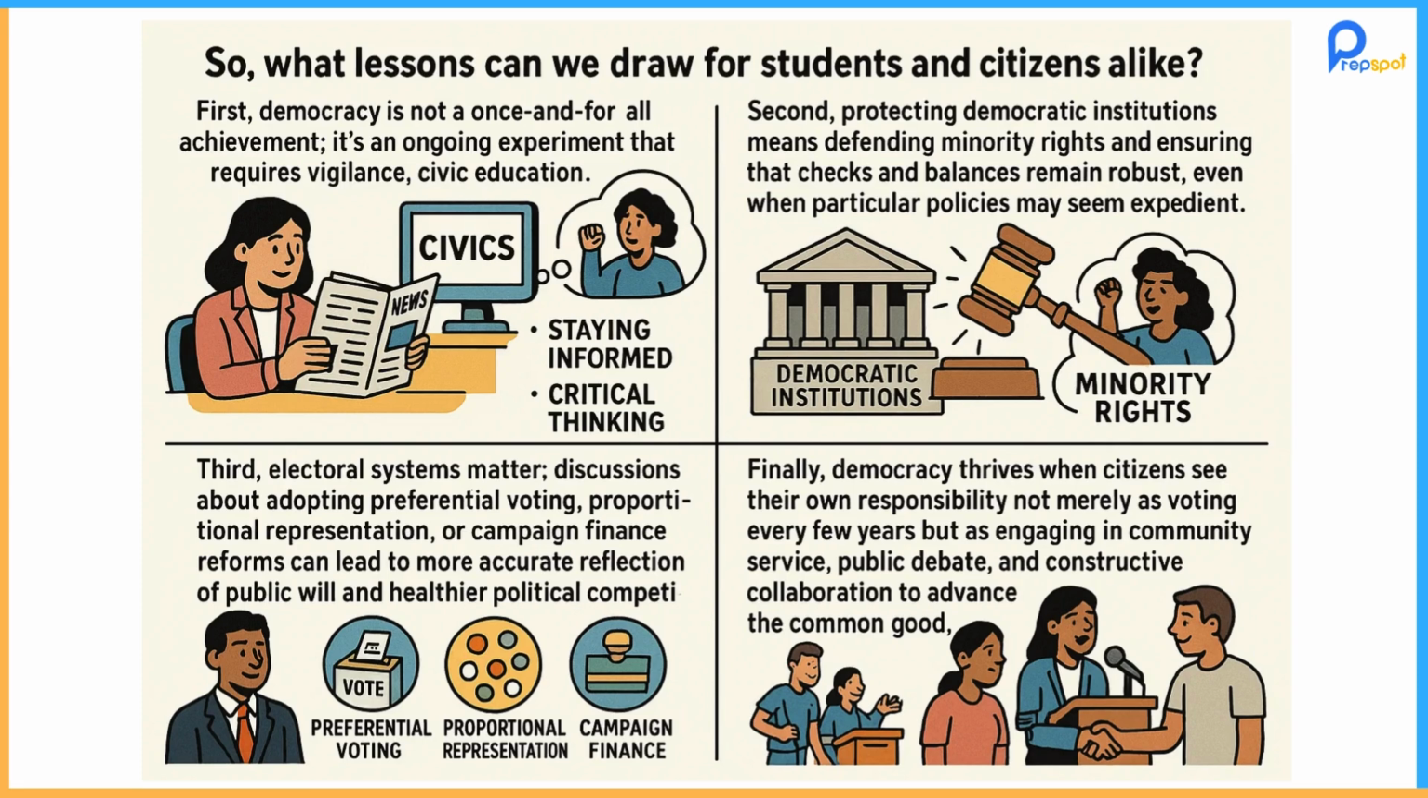Second, protecting democratic institutions means defending minority rights and ensuring that checks and balances remain robust, even when particular policies may seem expedient. Third, electoral systems matter. Discussions about adopting preferential voting, proportional representation, or campaign finance reforms can lead to more accurate reflection of public will and healthier political competition. Finally, democracy thrives when citizens see their own responsibility not merely as voting every few years but as engaging in community service, public debate, and constructive collaboration to advance the common good.